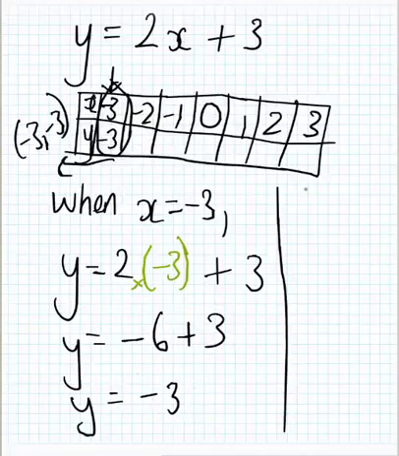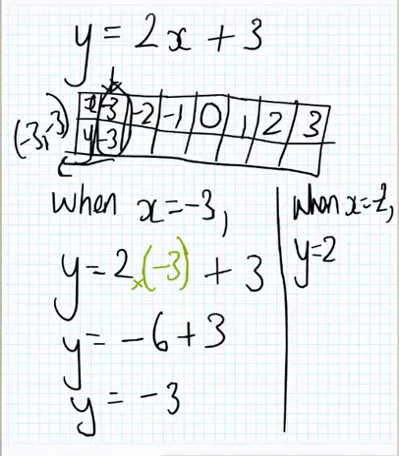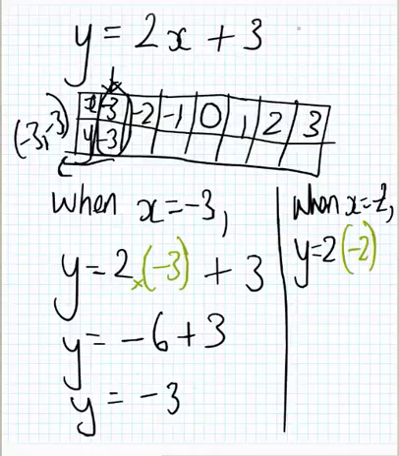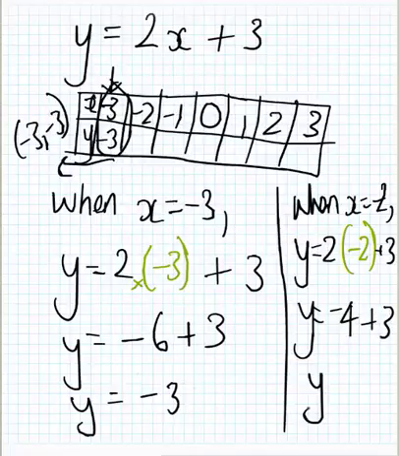So next one, when x is equal to negative 2, substitute it into the same equation. So we have y equals 2, and instead of x, we now put minus 2. So 2 times minus 2. And of course, we've got that plus 3, and I'll just squeeze it in. So we've got y equals 2 times minus 2 is minus 4 plus 3. And minus 4 plus 3 is negative 1. And that's what goes into the next.